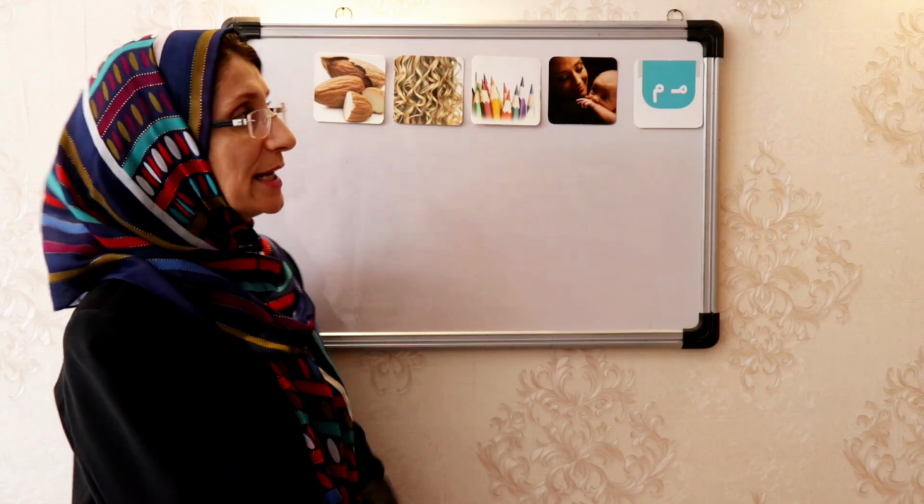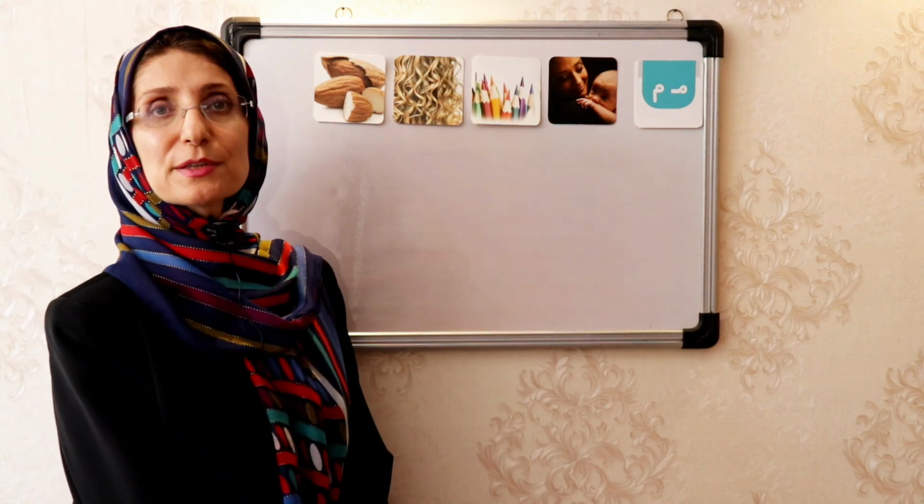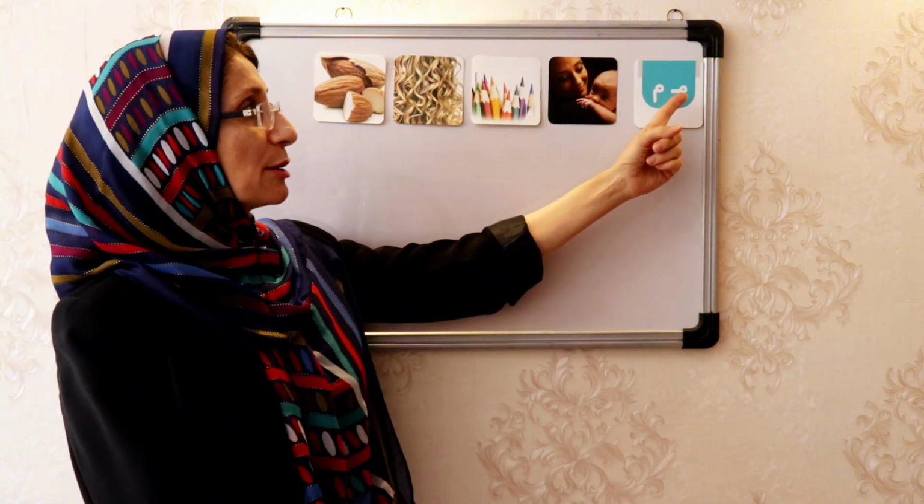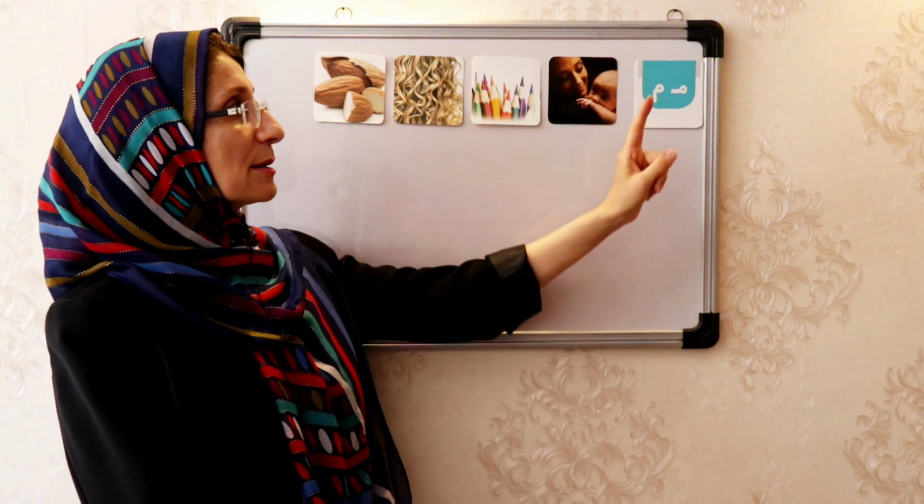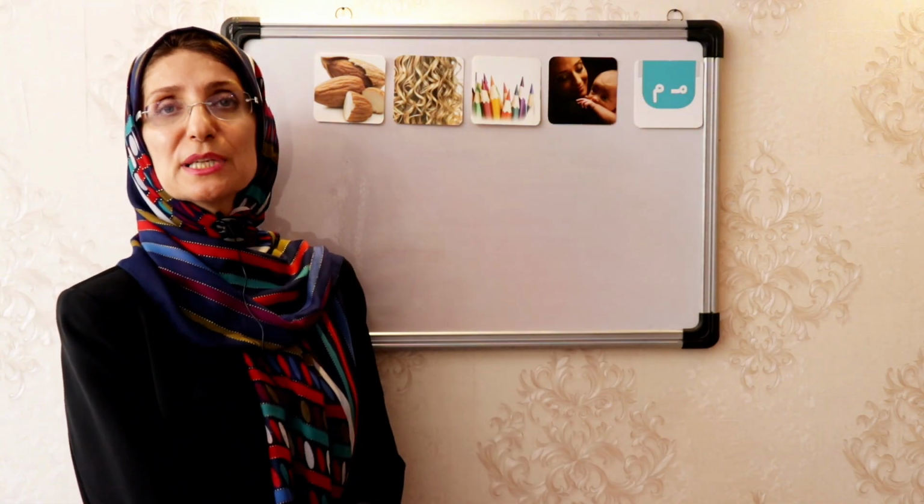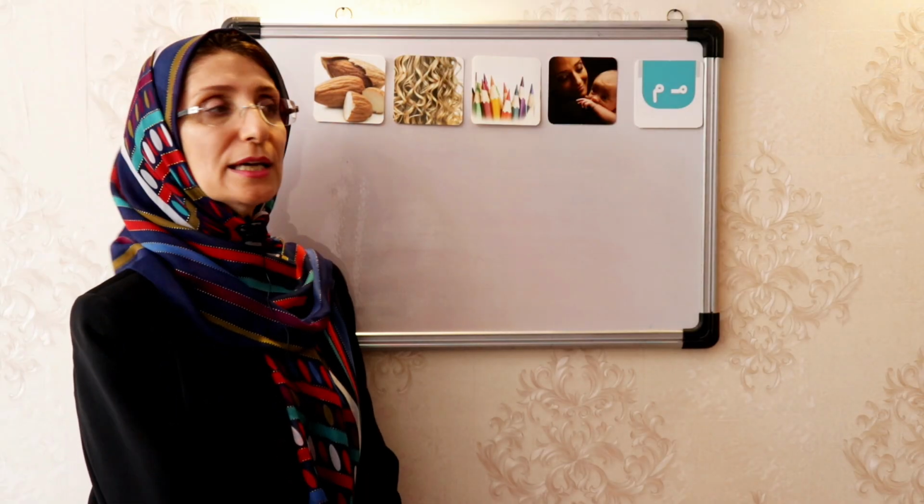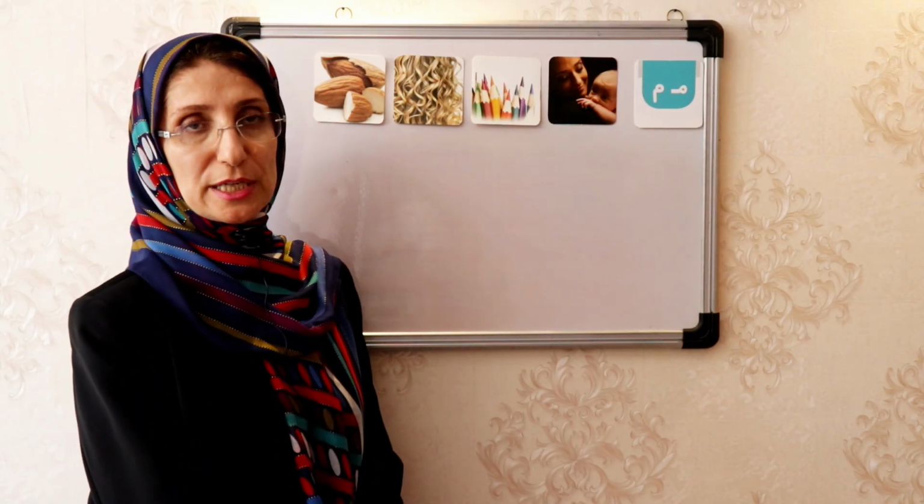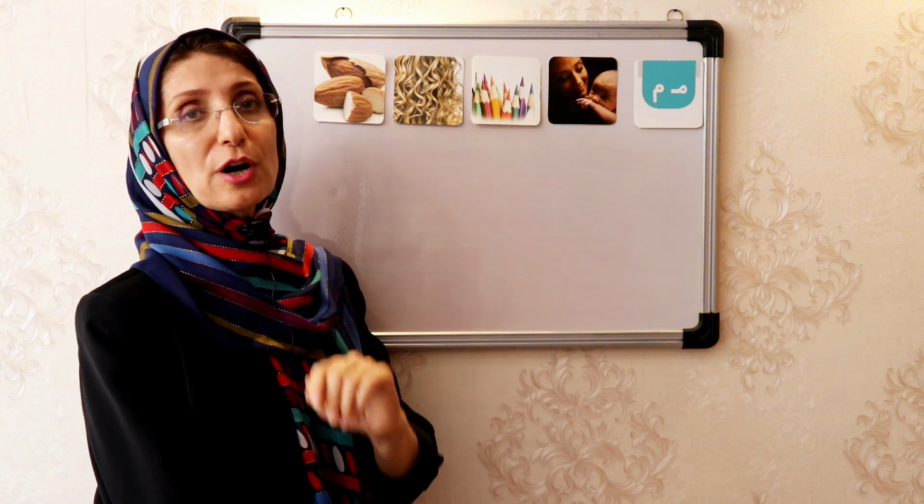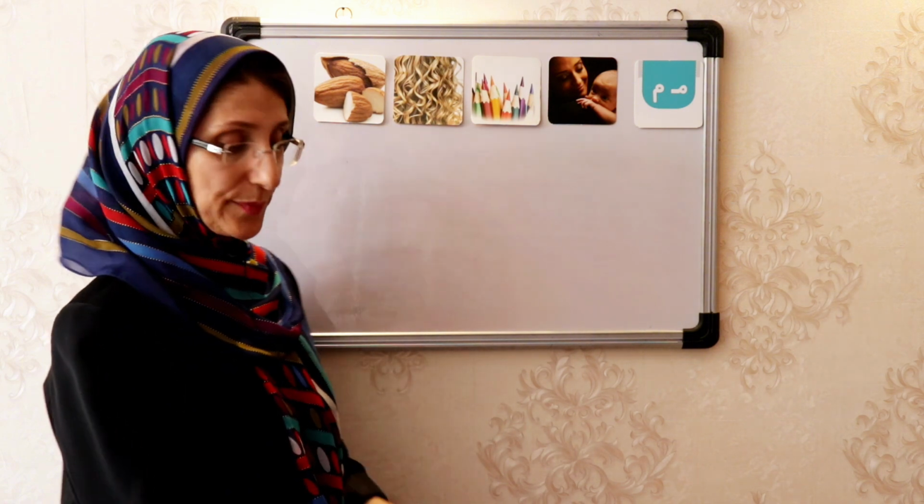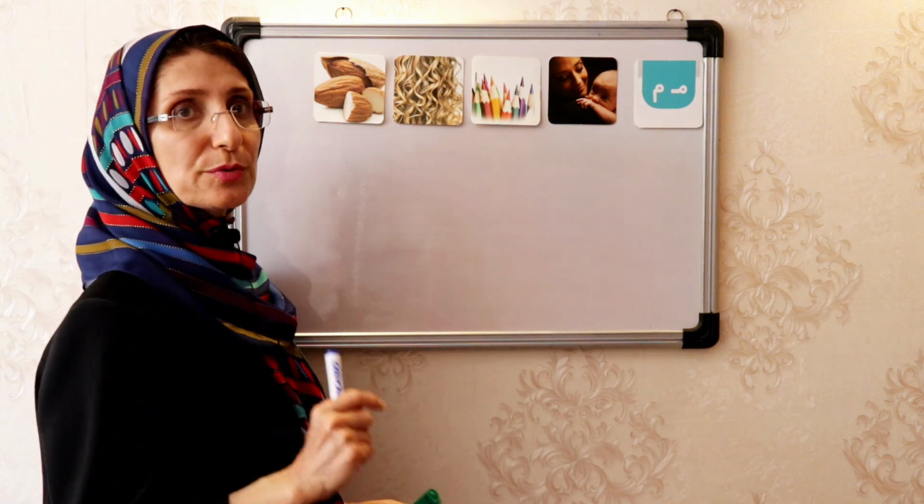The sound is mim. It's called mim in Persian, and its sound is "me", exactly like the m sound in English. Let's see how we write "me". We have "me" non-final and "me" final. "Me" non-final means "me" at the initial and in the middle position, and "me" final comes at the end of the word. Let's see how to write "me".